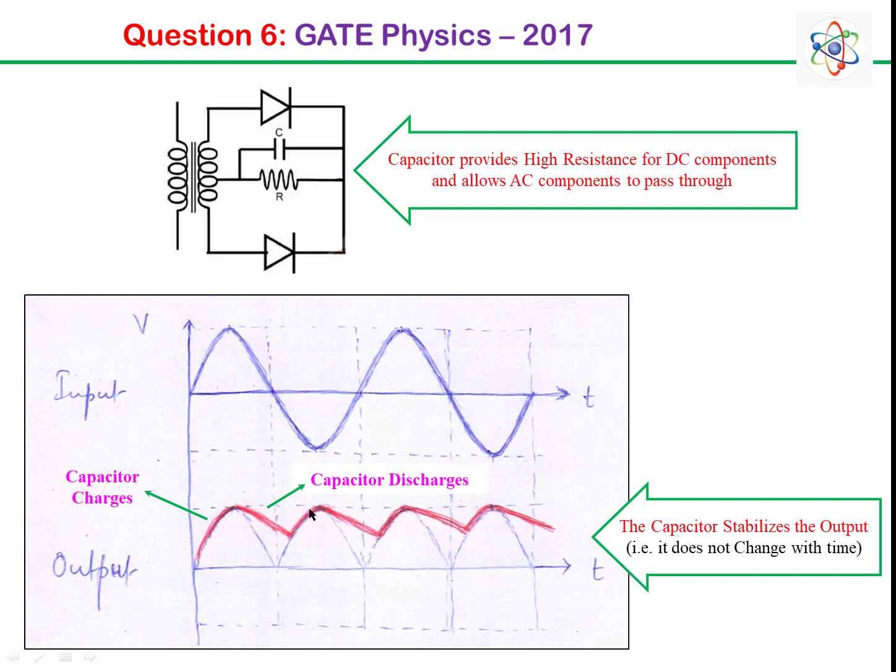So here also it will charge like this, and again it will discharge, again it will charge, and again it will discharge. So in this way the pattern will continue, and therefore we can see that we have a much flatter output as compared to the output that we obtained for the full wave rectifier. So this capacitor that we have introduced acts as a filter, that is, it helps in stabilizing the output of this full wave rectifier.